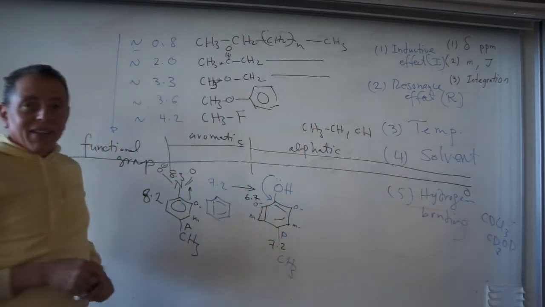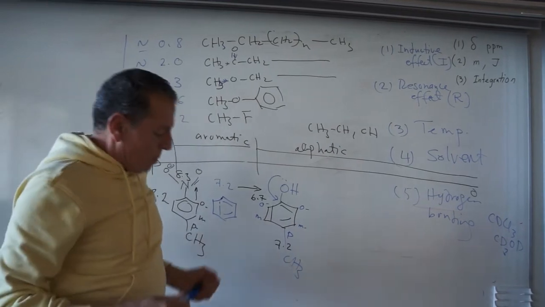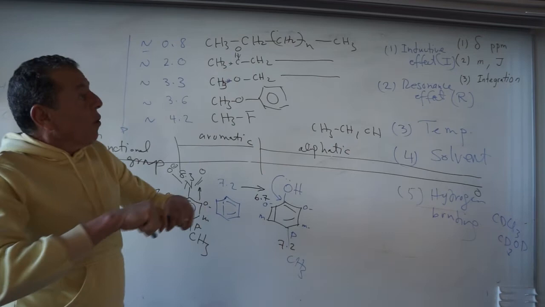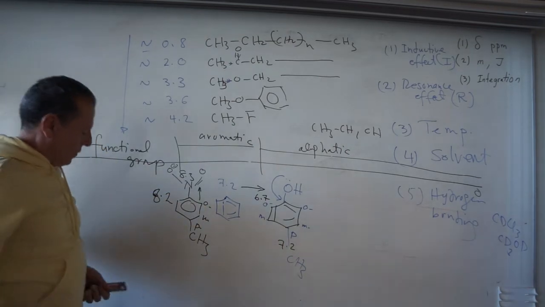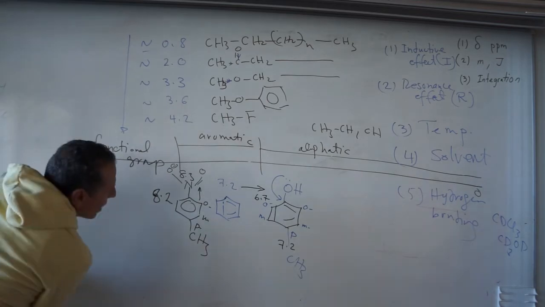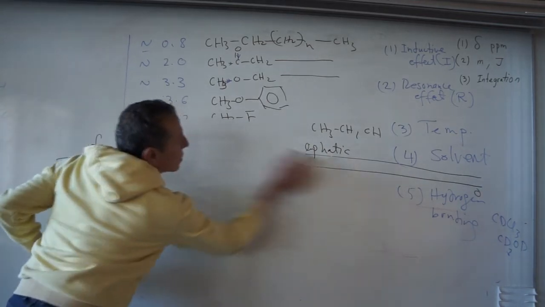So this is the summary of factors affecting the chemical shifts, for students and people interested in NMR. Let us take examples and see how we can see these factors and how we can interpret the spectra.